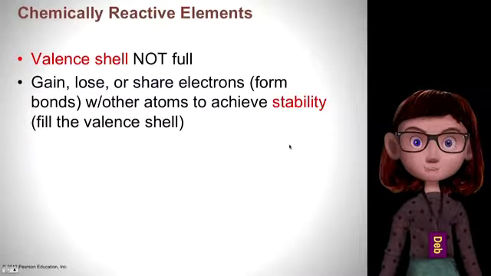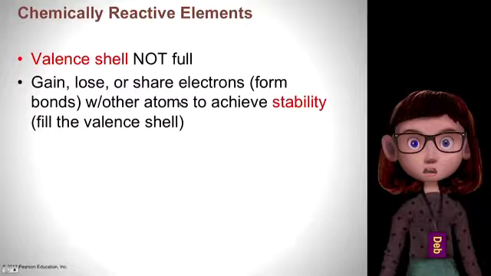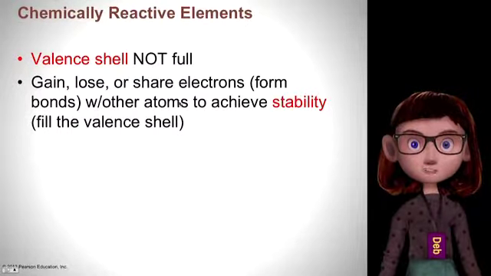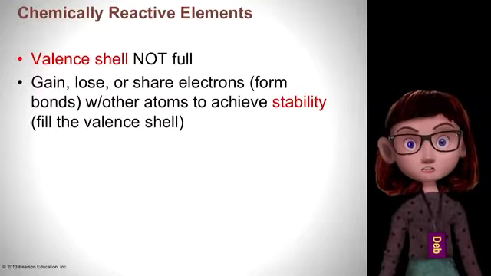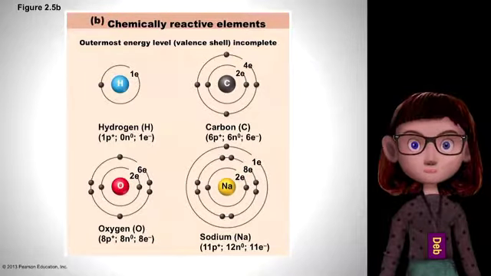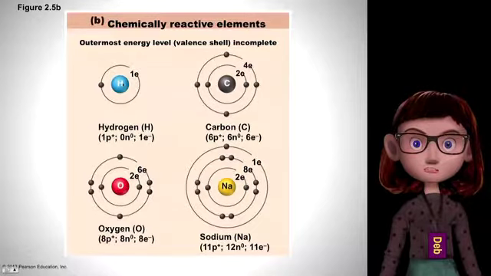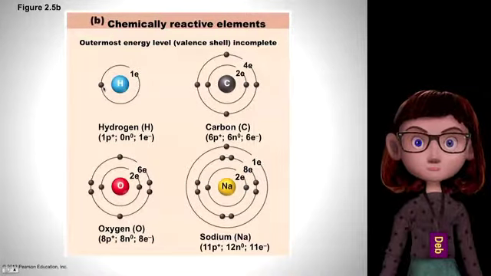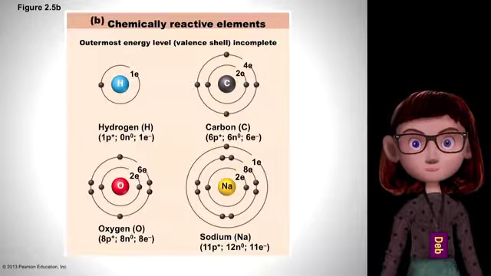Now, chemically reactive elements have a valence shell that is not full. They will gain, lose, or share electrons, in other words, form chemical bonds with other atoms in order to achieve stability by filling that valence shell. And here are some examples. Hydrogen only needs that first shell, but in order to be complete, this first shell would need 2 electrons. Hydrogen only has 1, and so it's a very reactive element.